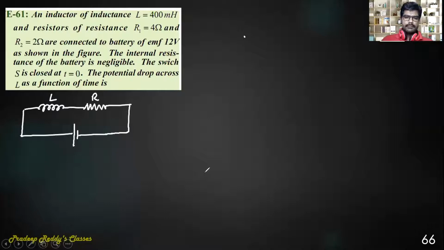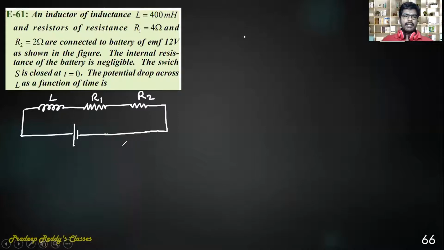You can take this is R1, this is R2. I am taking two resistors connected in series. One is 4 ohm and the other one is 2 ohm. These are connected to a battery of EMF. The internal resistance of the battery is negligible. When switch S is closed at time t is equal to 0, the potential drop across the inductor as a function of time is dash.